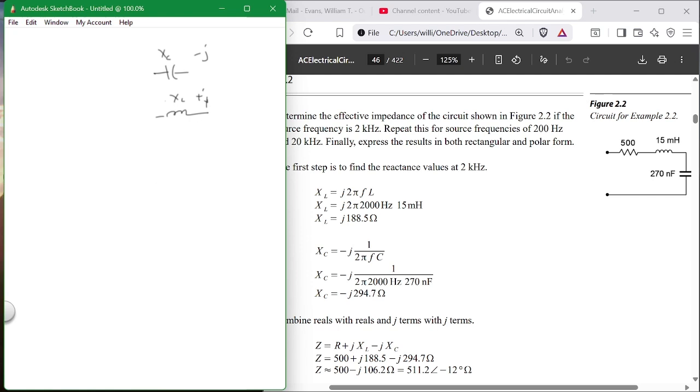Okay, but here, they do the calculations for you. So the X sub L is equal to what? X sub L, in this case, is equal to 2 pi FL. They give you the frequency. They give you the millihenry, and it is J188.5 ohms. Now notice again, that's in ohms, but there's a J in front of it, okay?